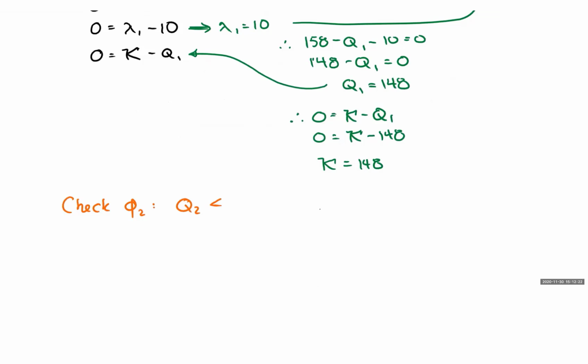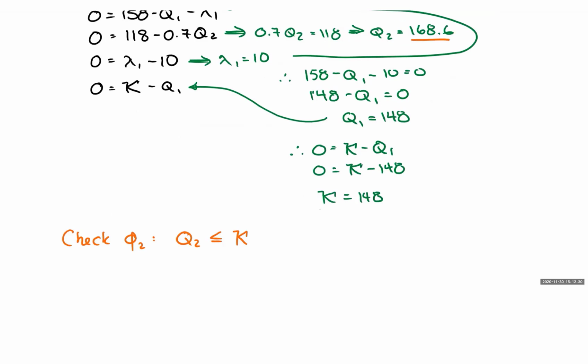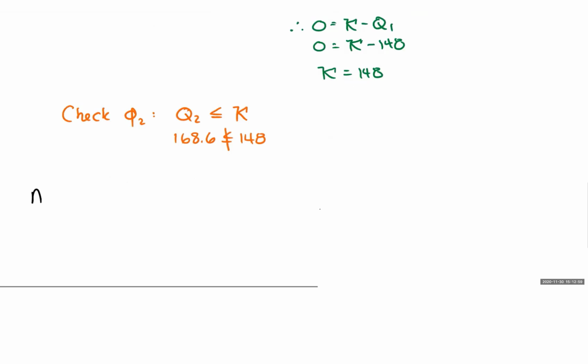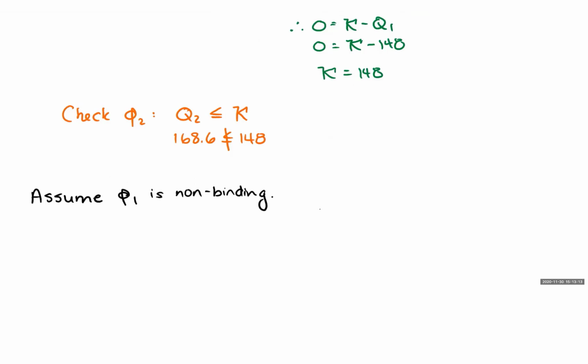Is our Q2 less than or equal to our capacity? So now I have a demand of 168.6. Is 168.6 less than or equal to 148? No. We priced it now so that we could be more profitable if we had a different capacity. So what we're going to do now is move on to assuming that market 2 governs. Market 2 is binding, I should say, and that market 1 is non-binding. Questions so far?